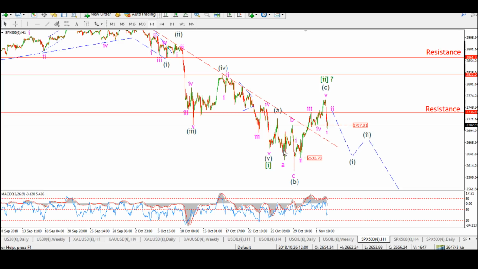So you kind of have this interim little head and shoulders pattern with the left shoulder, the head, and then a right shoulder, and then a breakdown. We have a previous second wave there.